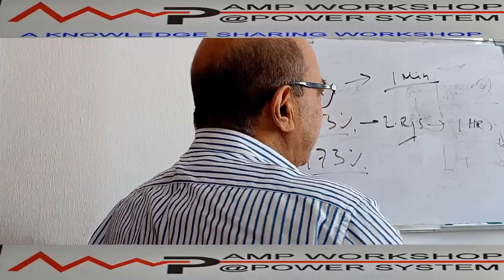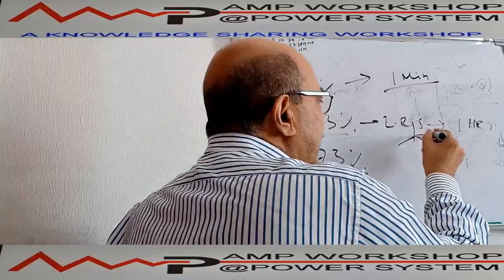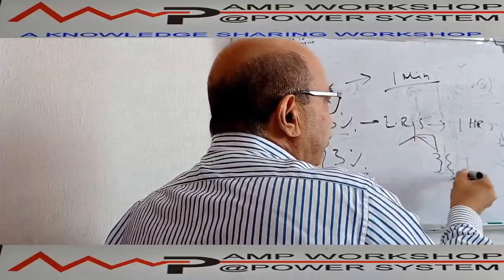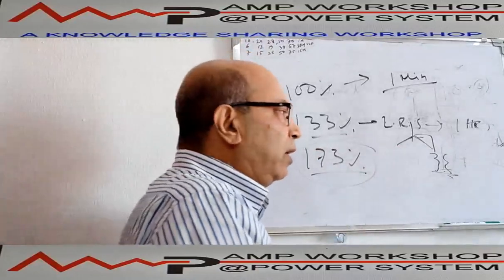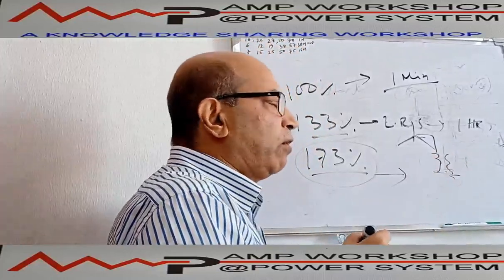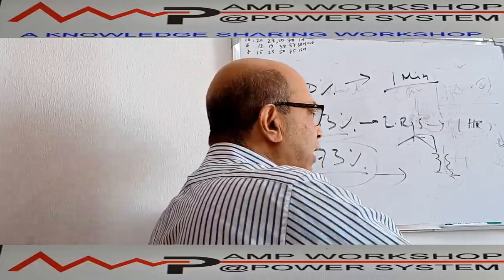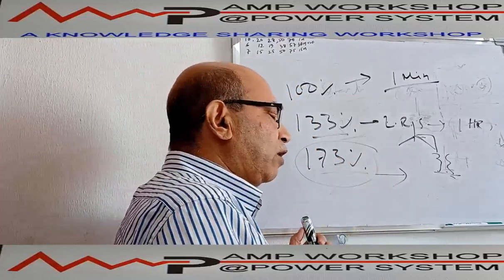It is an unearthed system, or a resonance grounded system. The neutral is not grounded, or it is grounded through resonance grounding. In that case we use 173% voltage rating cable, because the ground fault will not be cleared. An unlimited time is required to clear the ground fault. So for this type of system we use 173% voltage rating cable.